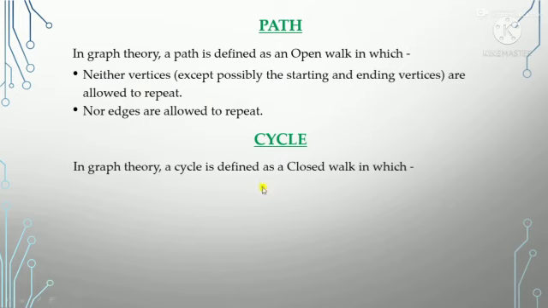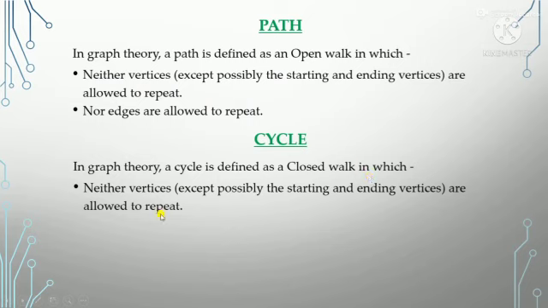A cycle is defined as a closed walk in which no vertices are allowed to repeat except the starting and the ending vertex, and no edges are allowed to repeat either. But that is a closed walk, right? So if we have a closed walk and no vertices and edges are repeated, then it becomes a cycle.